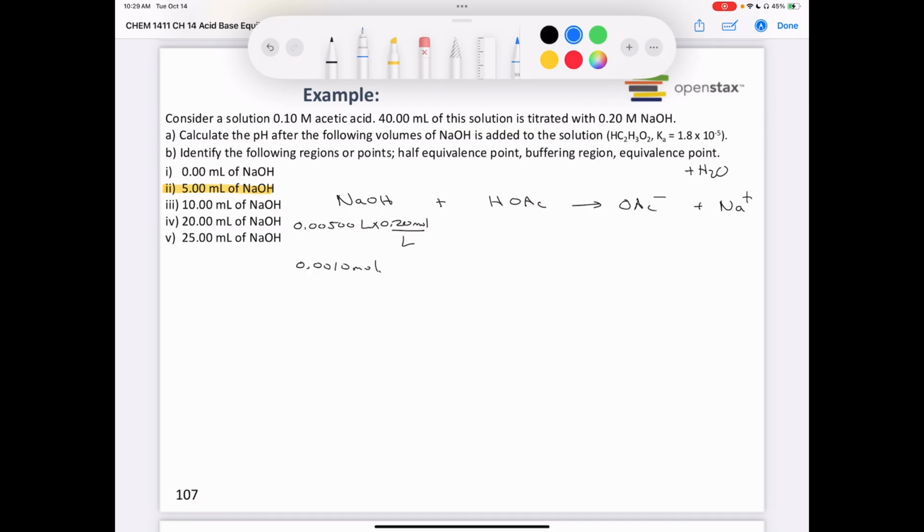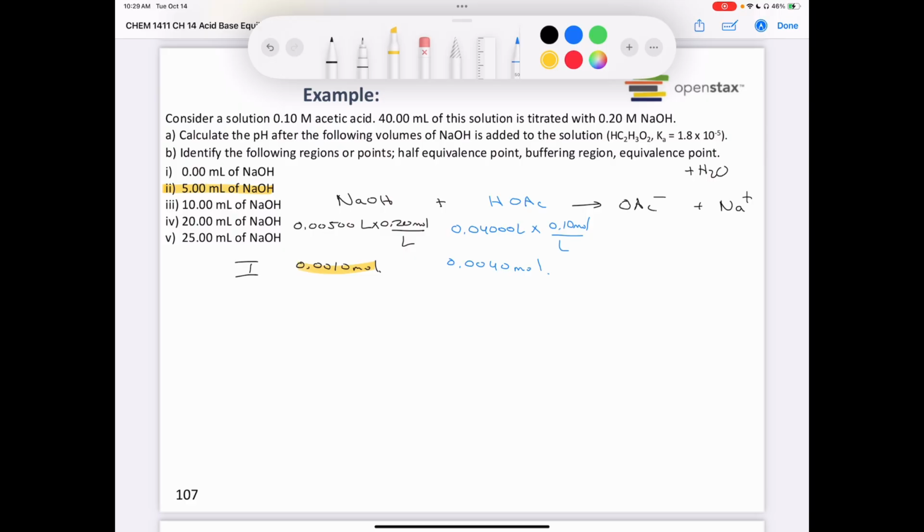We can do the same thing for our acetic acid. Maybe I'll color code that. We'll turn it blue so we don't get mixed up. For our acetic acid, we have 40 mL of 0.1 molar, and you might know this calculation from a previous problem. We have 0.04000 liters times 0.10 moles per liter. That gives us 0.0040 moles. And so that is our initial number of moles of each, the acetic acid and the sodium hydroxide.